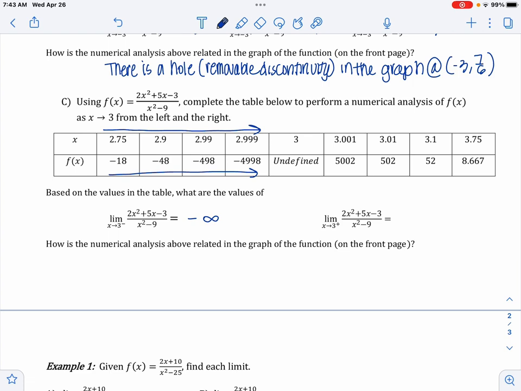All right, now I'm going to approach 3 from the right. So I'm going to look this way, look at your y values, and they're getting bigger and bigger and bigger, right?